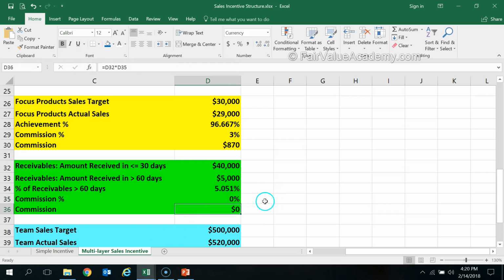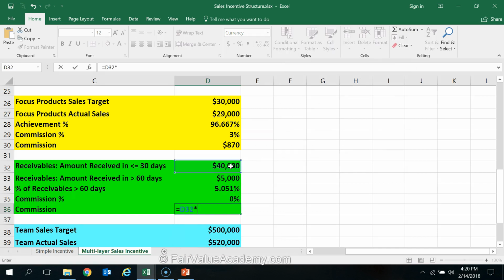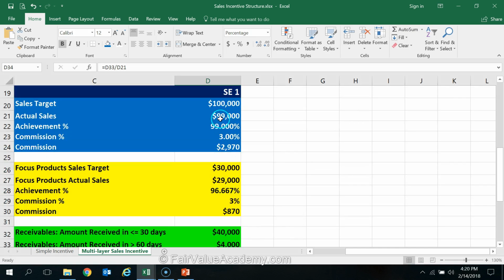And finally, to calculate the 2%, we have to use the amount received in less than or equal to 30 days. So I'll delete this and write it again. It will be this amount multiplied by the percentage here. Okay, so let's say this amount is just 4,000 here. So he becomes eligible for this particular condition. However, he has not achieved 100%.